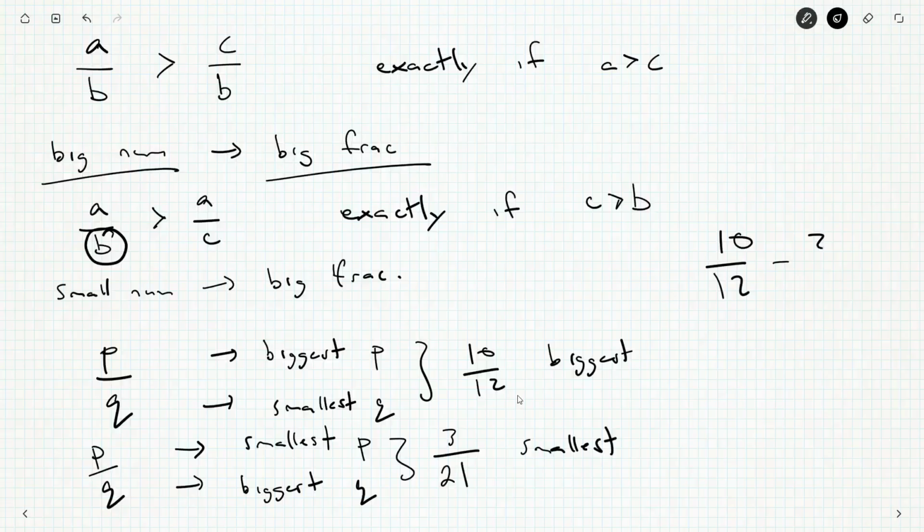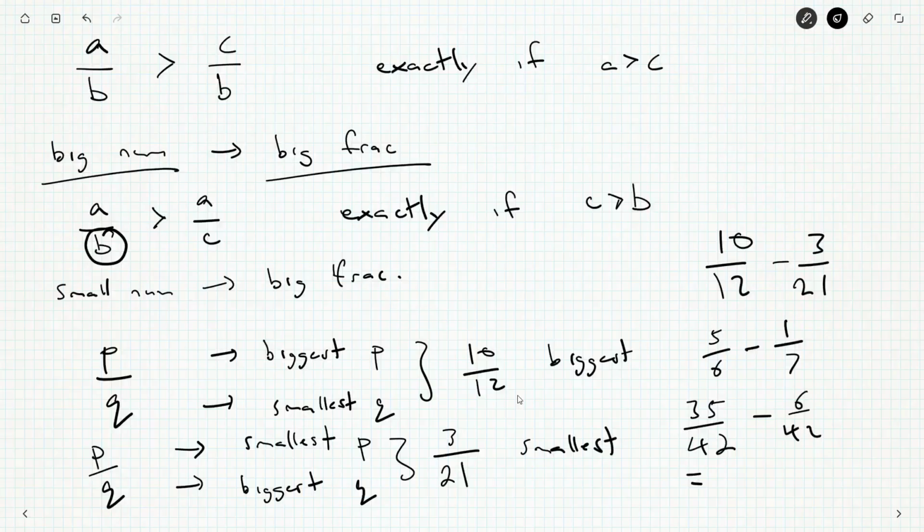So 10 twelfths minus 3 twenty-firsts. I'll change this into 5 sixths minus 1 seventh. Get 35 forty-seconds minus 6 forty-seconds. That'll be 29 forty-seconds, and that is our final answer.